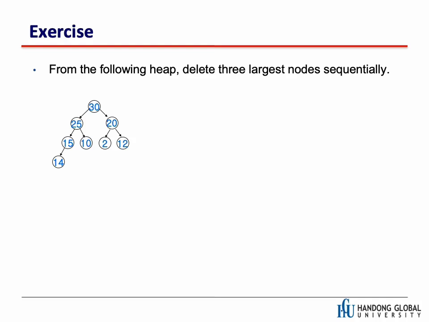Now if we look at the leftmost children from the root node, then we have 25, 15, and 14. Next, if we delete, 25 should be removed, and then the last node is 12, and 12 should go up. Then we have to adjust again, and delete one more time and adjust again.